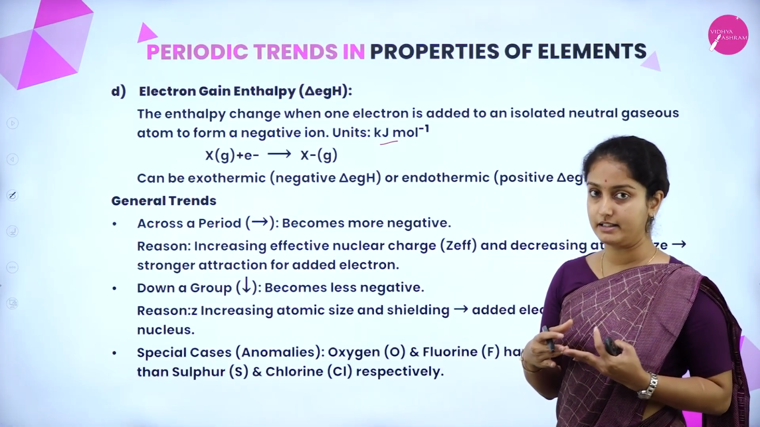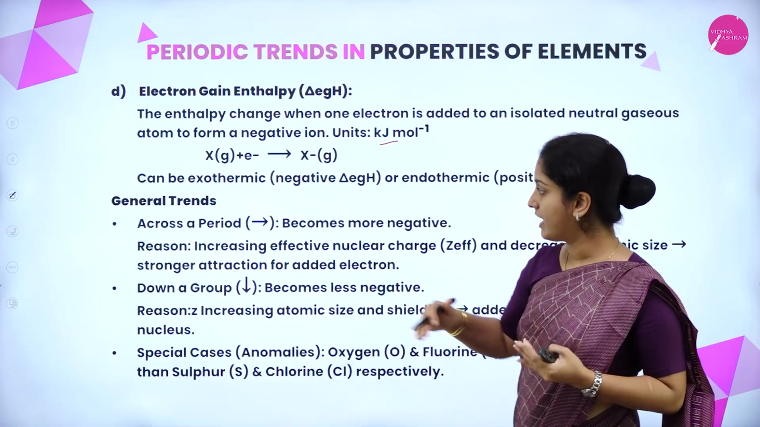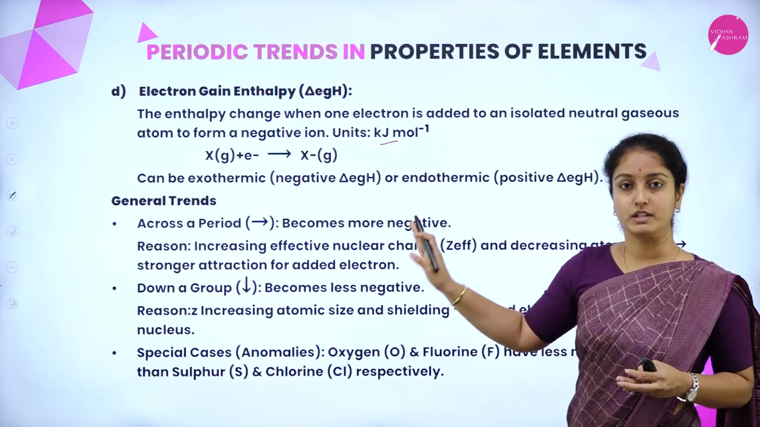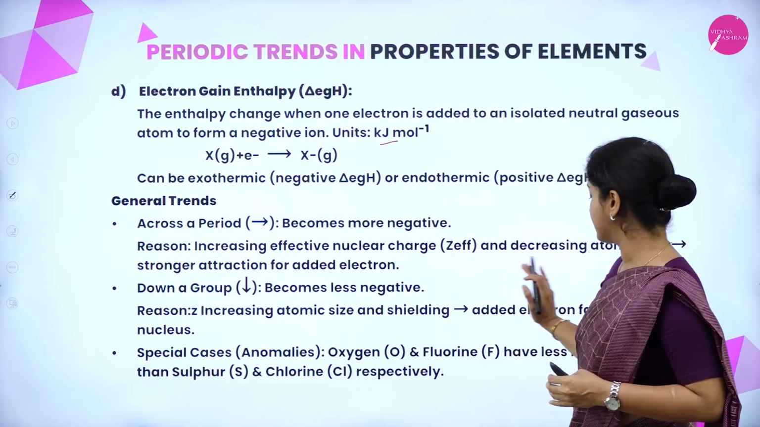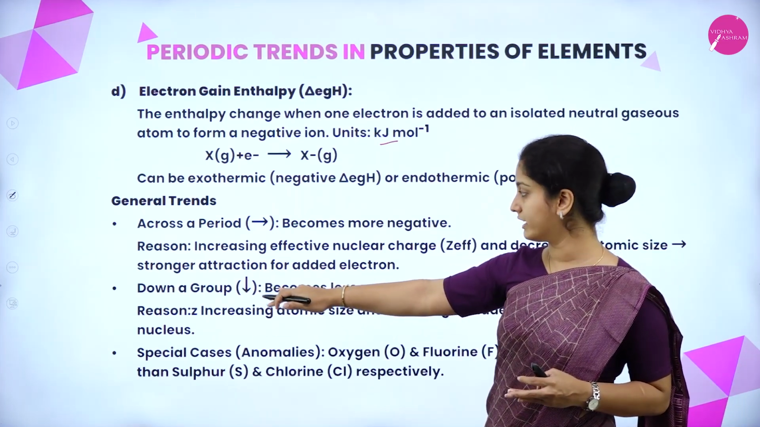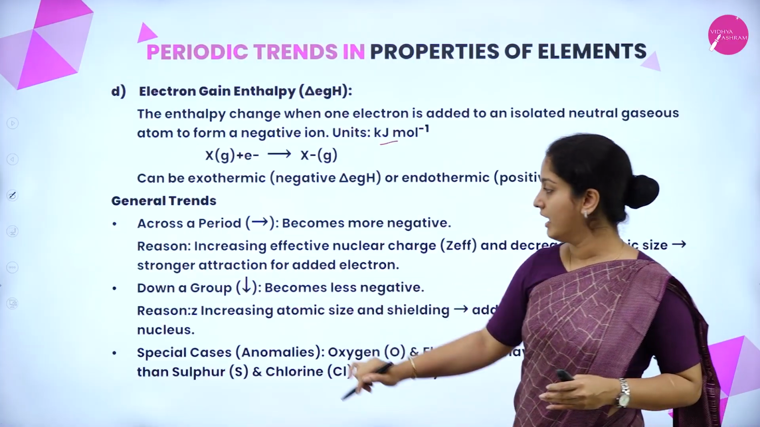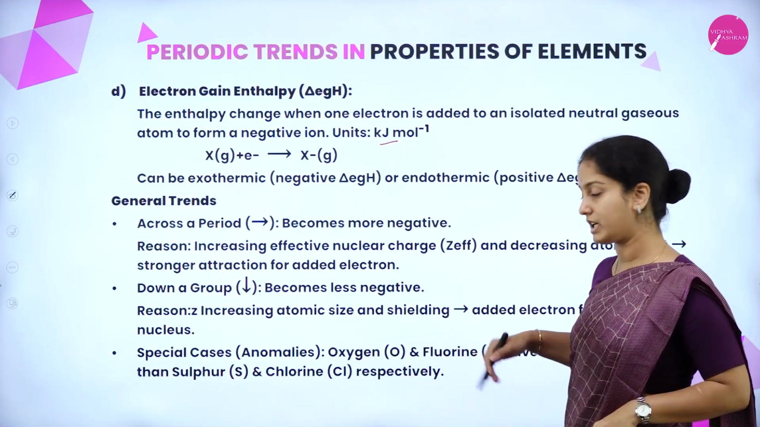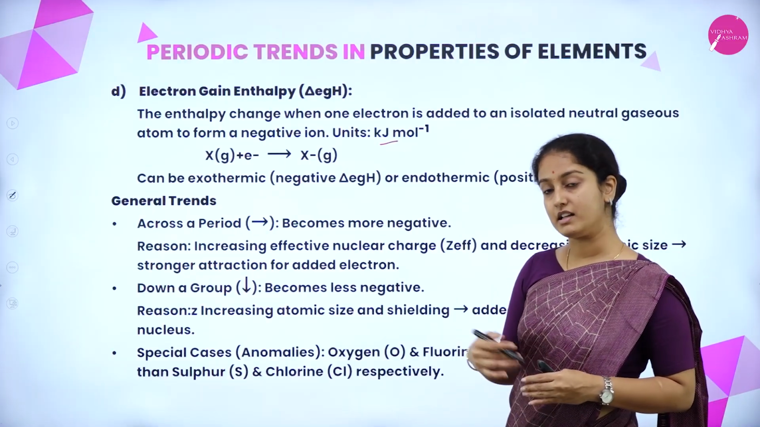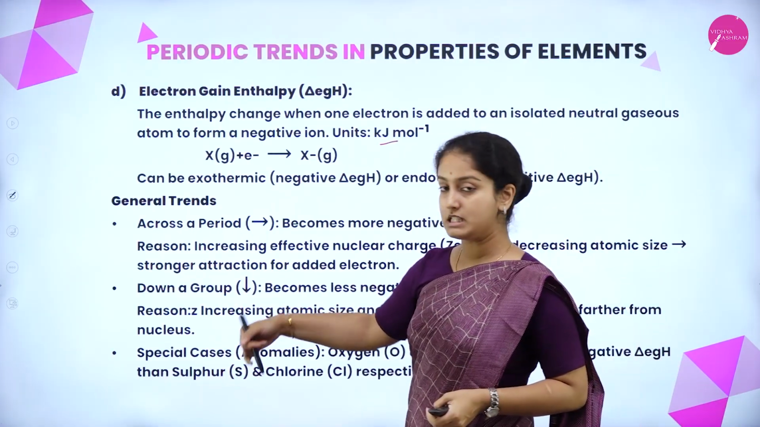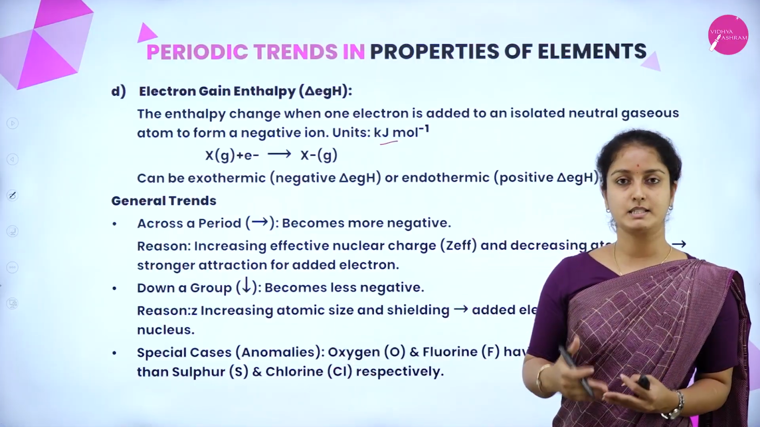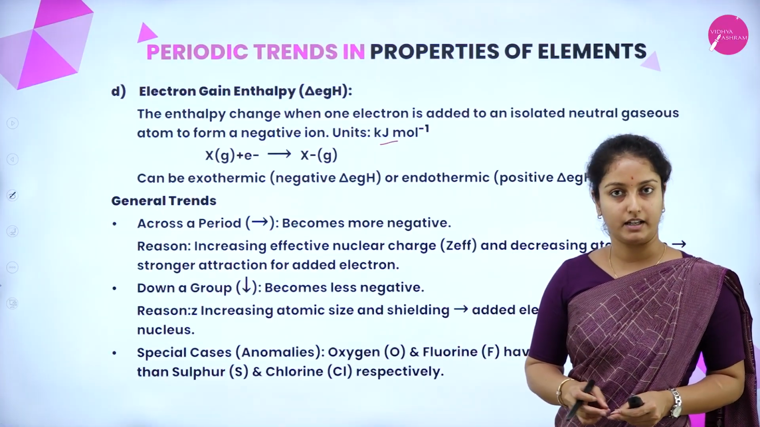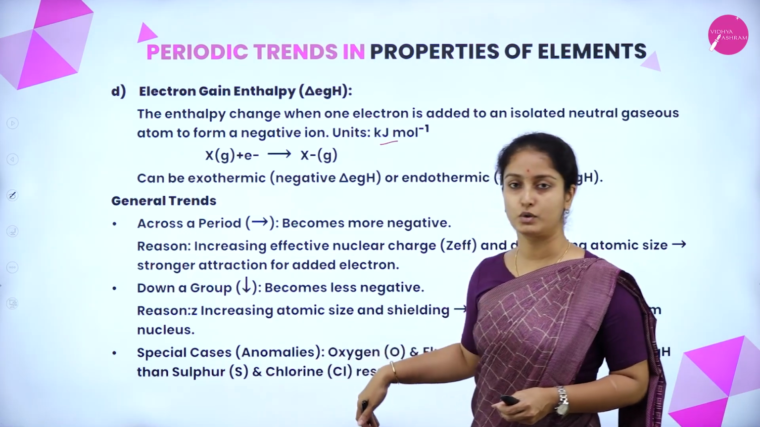What happens to the electron gain enthalpy as you go across a period and down the group? Across a period it becomes more negative, because of the increasing effective nuclear charge, so again nuclear charge plays a major role, and the decreasing atomic size gives a stronger force of attraction for the added electron. Down the group it becomes less negative, because of increasing atomic size and shielding, since the added electron stays farther from the nucleus. In special cases, anomalies like oxygen and fluorine have less negative electron gain enthalpy compared to sulfur and chlorine respectively.